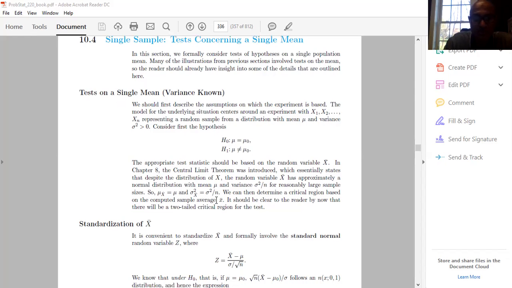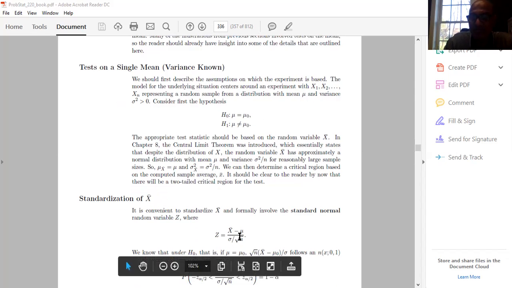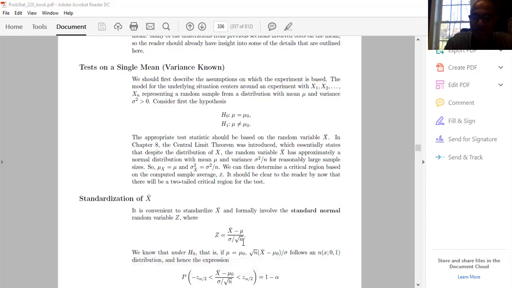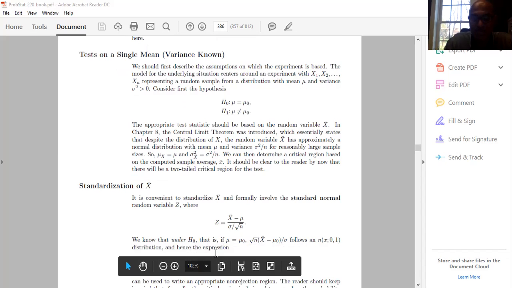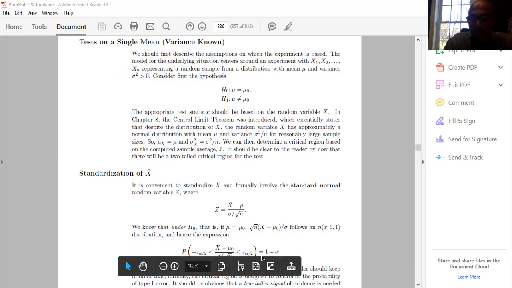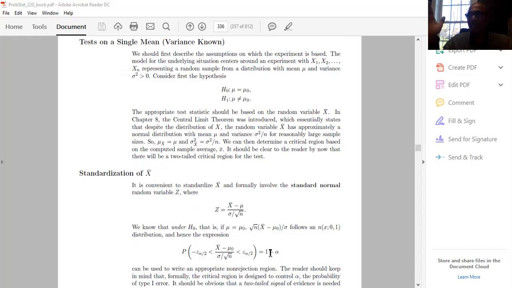So the z value is z equal to x bar minus nu over sigma over square root of n. This is a standard normal random variable z. And you know that the probability of negative z alpha by 2 less than z less than positive z alpha by 2 is equal to 1 minus alpha, because this is a normal curve and on both sides, left and right tails, there is alpha by 2. The middle area is simply 1 minus alpha.